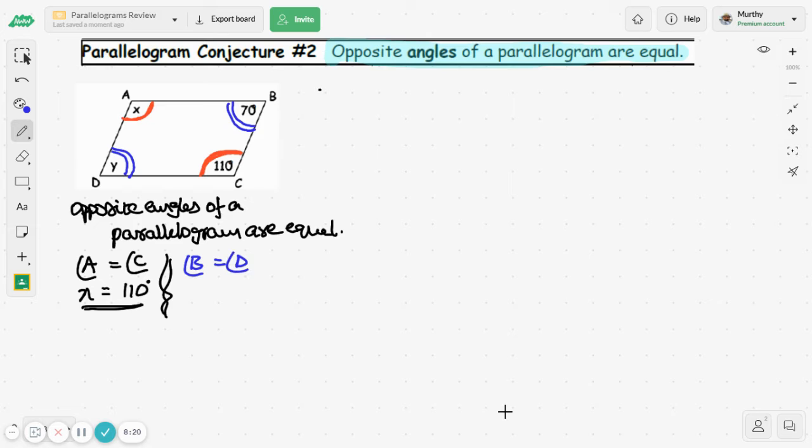So what is B? It is 70 degrees. D is y. Therefore, the value of D equals 70. Y equals 70 degrees.